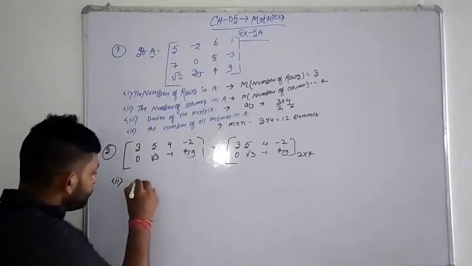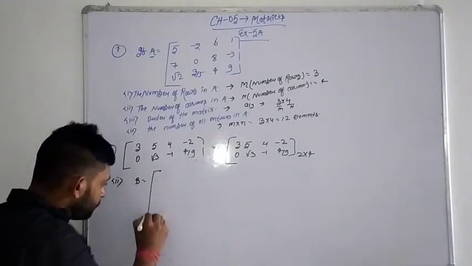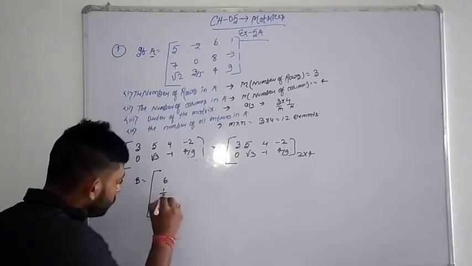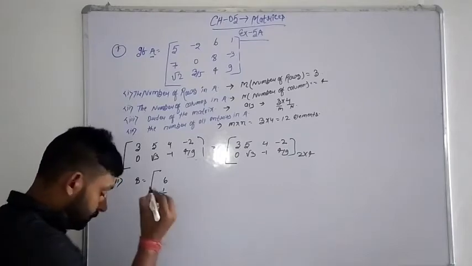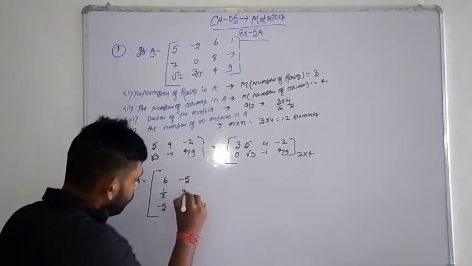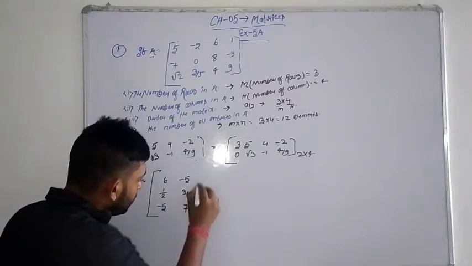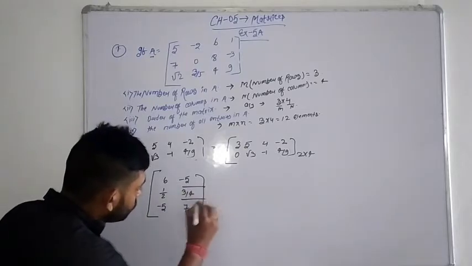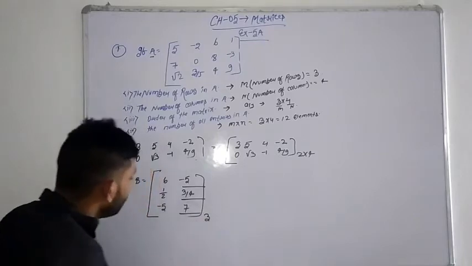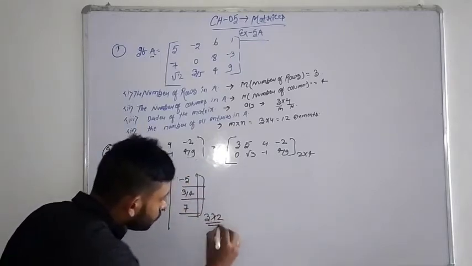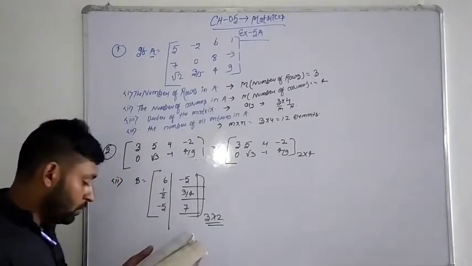Now the next one. Here D is equal to 1 by 2 and minus 5, minus 5, 3 upon 4 and 7. So here we find the order of the matrix. Now 1, 2, 3, that means 3 rows. Now we write columns 1, 2. That means it is a 3 into 2 matrix.